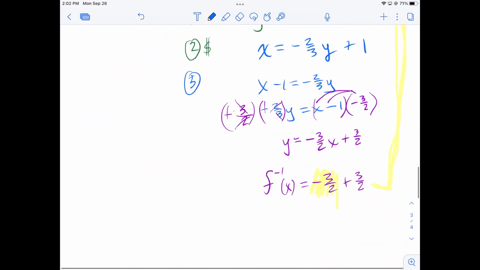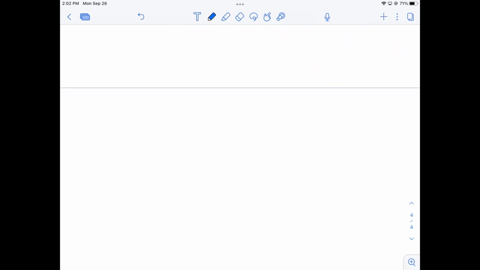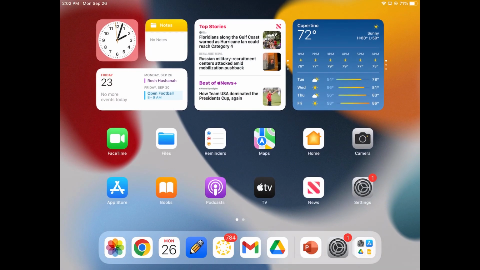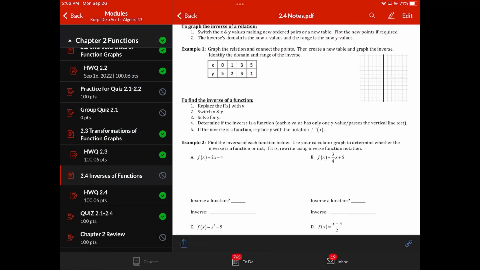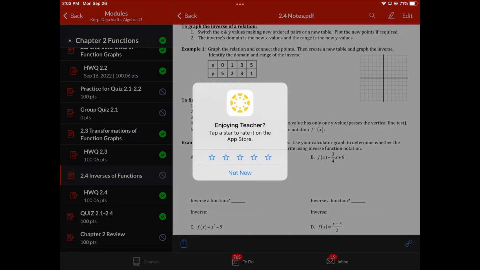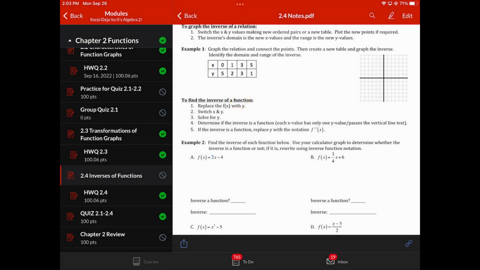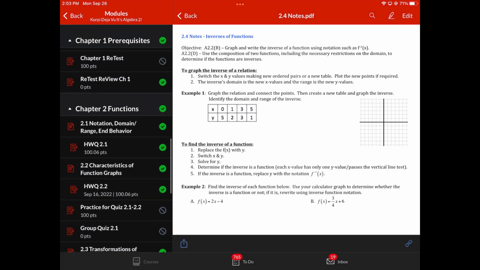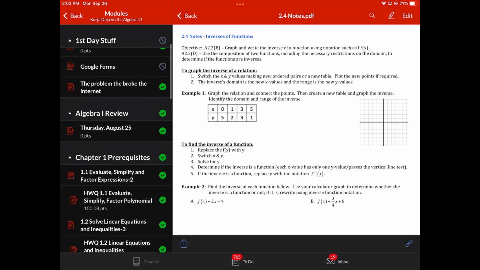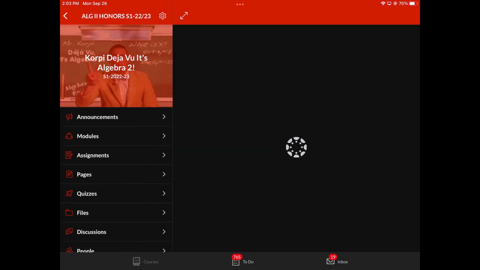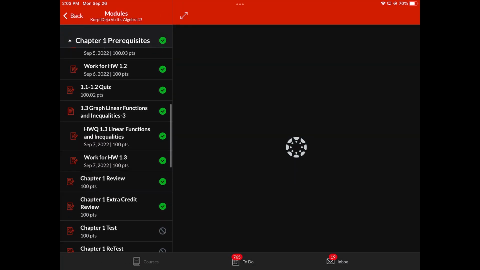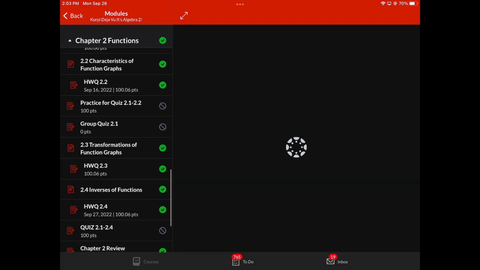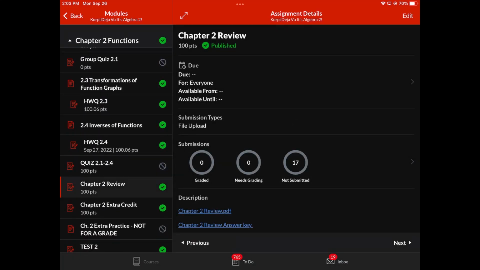Let's look at the practice test, or the review, as it's called. I'll get it with you, Canvas. Enjoying teacher? It's asking me. Not now. Shh. There's a time for everything. Now's not the time. What do inverses do? They undo the work of a function, right? That's what they do. Chapter 2 review.